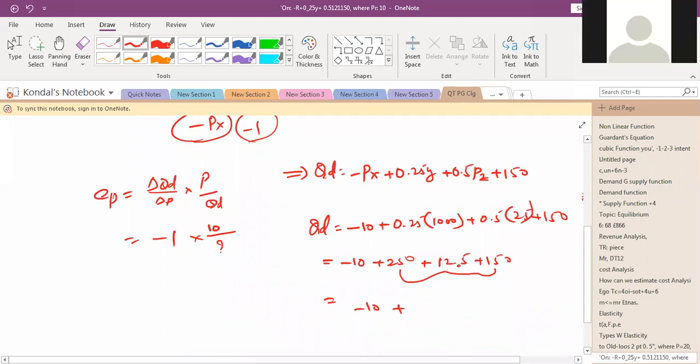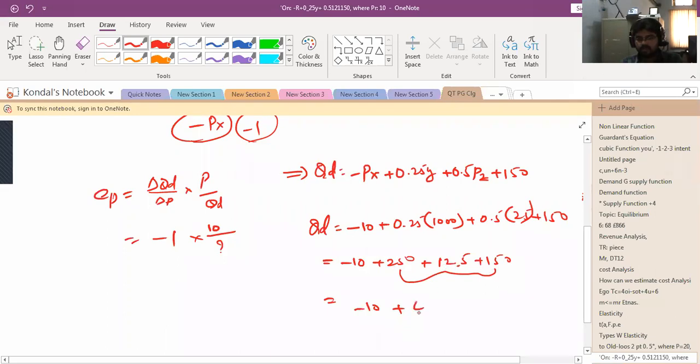Just a minute. Yeah, here 12.5, not 125. So here, see, 250 plus 150, 400. 400 plus 12.5, that is 412.5, right? So when you subtract this from this, you will get 402.5. So simple, you can substitute the value here, 402.5.